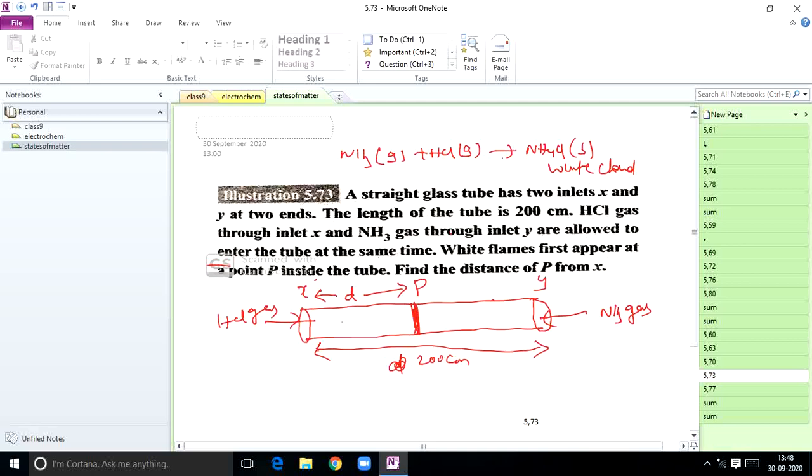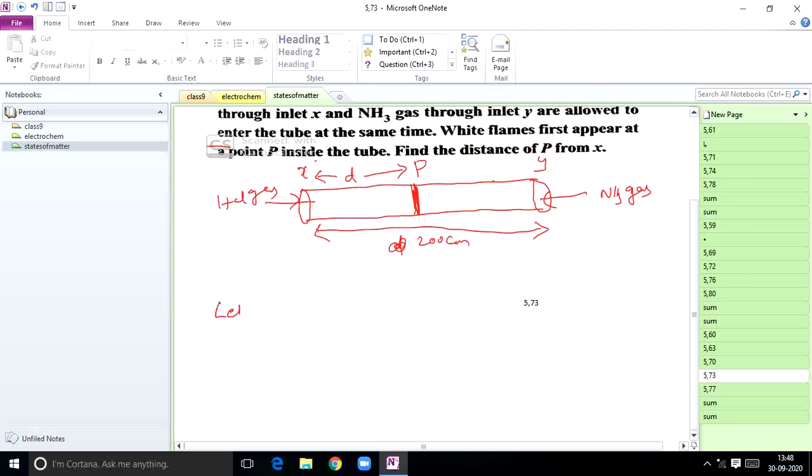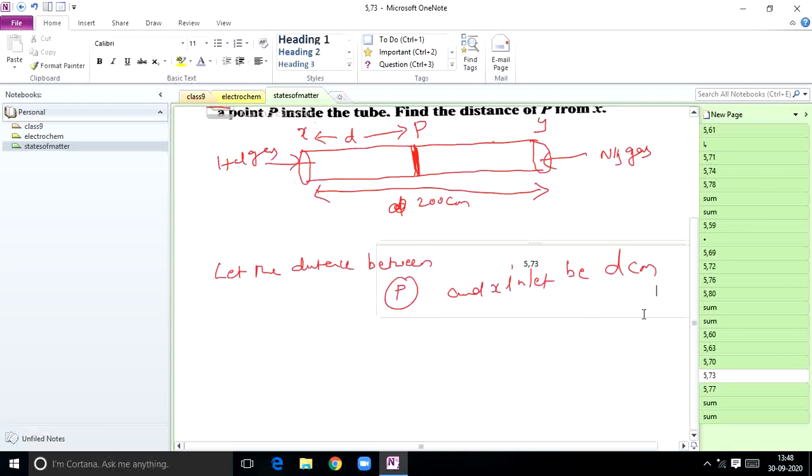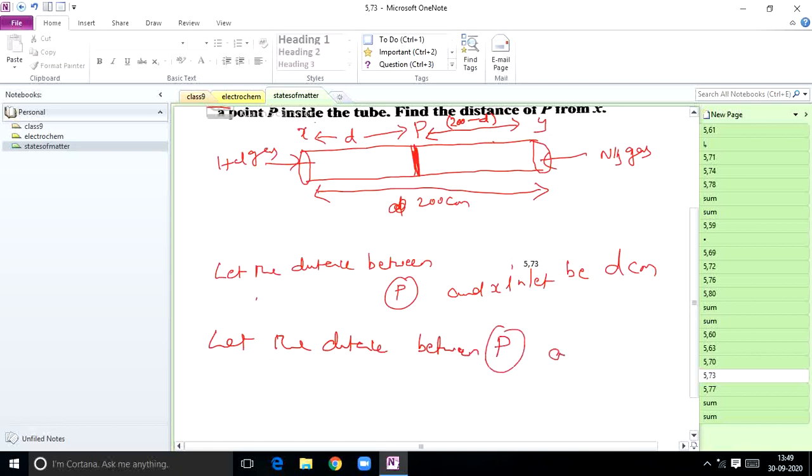Let the distance between point P and inlet X be d centimeters. Then what will be the distance between P and Y? The total length is 200, so this becomes 200 minus d. Let the distance between point P and inlet Y be 200 minus d centimeters.